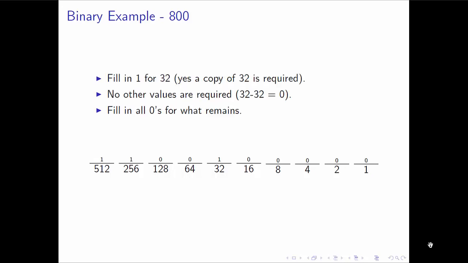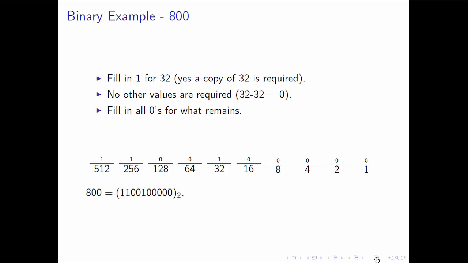However, I do have a 32. Yes, a copy of 32 is required, and in fact, no other values are required. I have exactly 32 left over. So I do need the 32, but I don't need 16, 8, 4, 2, or 1. There's nothing left over after I take those 32 things away.